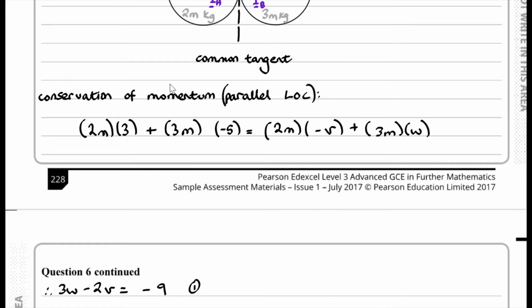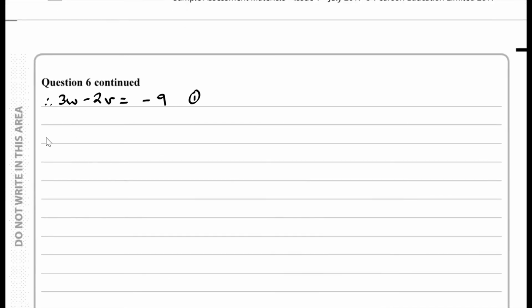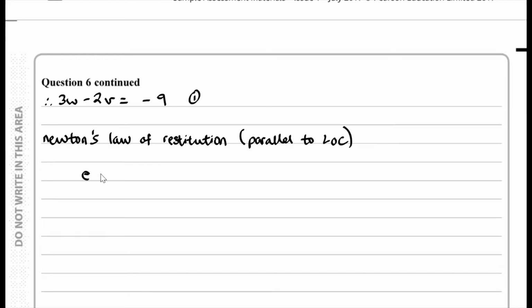And now if we use Newton's law of restitution, again if we consider this parallel to the line of centers, remember e is equal to the speed of separation divided by the speed of approach.